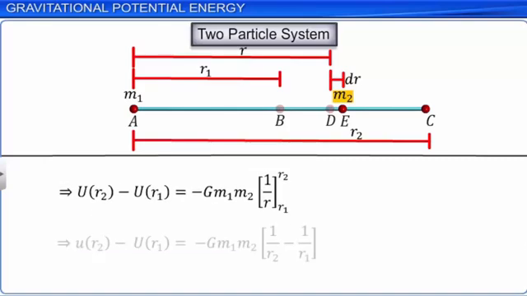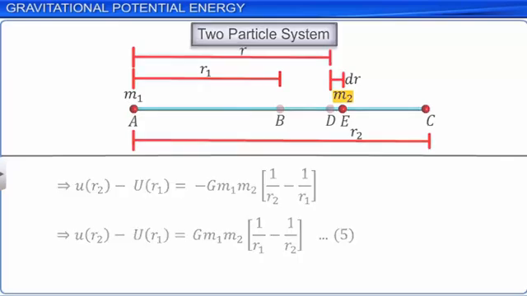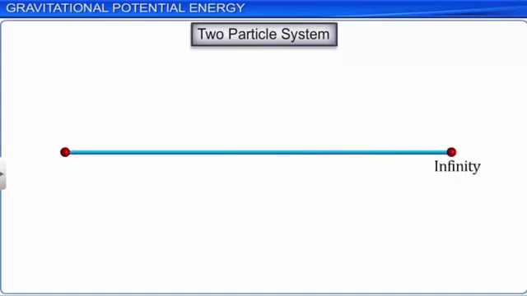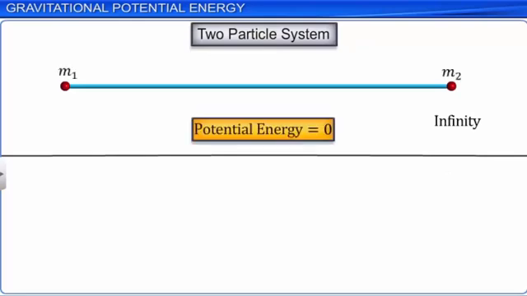Now consider the distance between the two particles is infinity. In this case, the potential energy of the system is chosen to be 0. Thus, U infinity is equal to 0. In general, while defining the gravitational potential energy of a two-particle system, we bring a particle from infinity close to another particle. In this expression, r1 is infinity and r2 is equal to r.